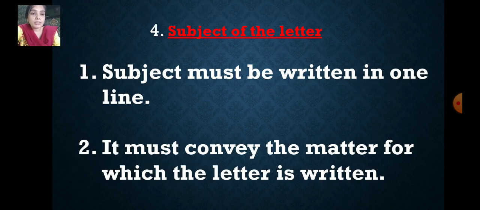And the next one is subject. Subject of the letter. So what is subject? It must be written in only one line. It should be very short. It must convey the matter for which the letter is written. It should be concise, which means it should be small. It should be precise. Here we have no need of elaborating the problems or the topic. It should be within 6 to 8 words. It should not exceed a line.